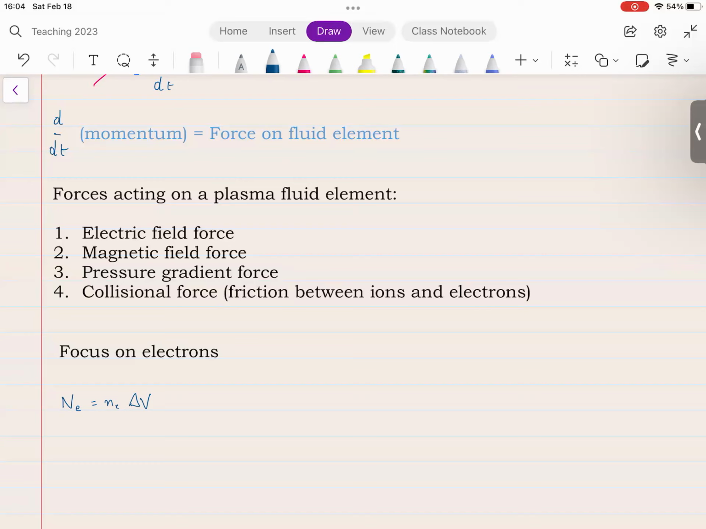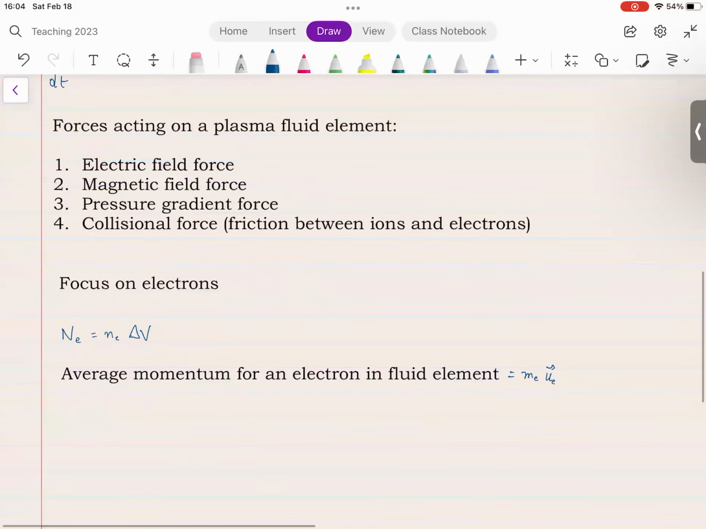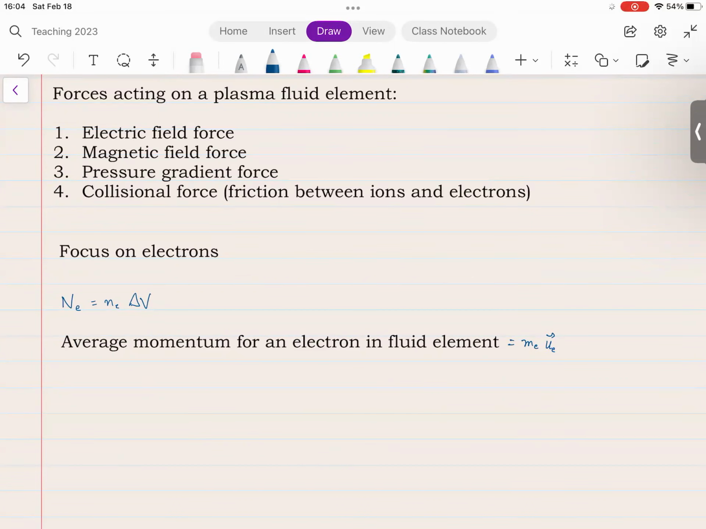Then the average momentum for an electron in my fluid element is going to be given by the mass of the electron times the average velocity of the electrons, which is going to be the velocity of the fluid element. So it's going to be m_e times u_e.